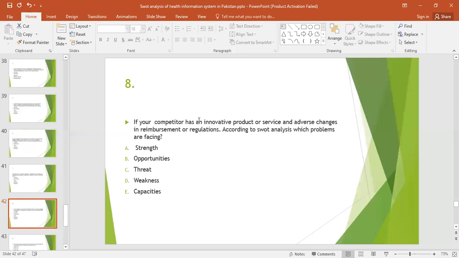If your competitor has an innovative product or services and adverse changes in reimbursement or regulation, according to SWOT analysis, which problems are we facing? Strength, opportunities, threat, weakness, or capacities? Threat. Yes, C is the right answer, threat.